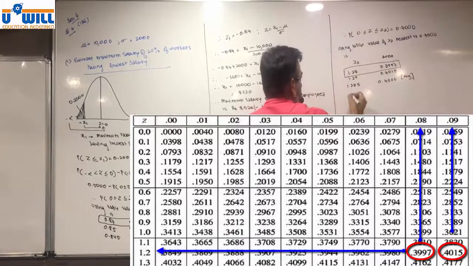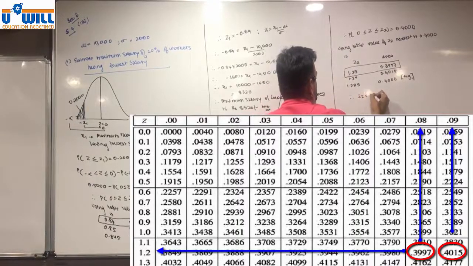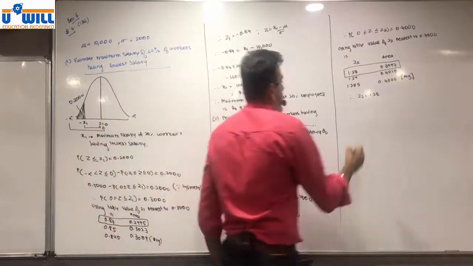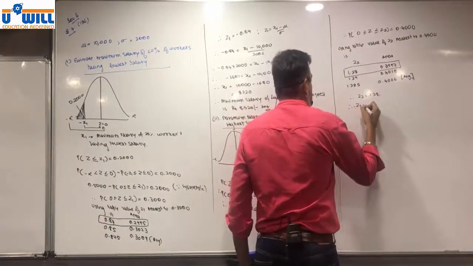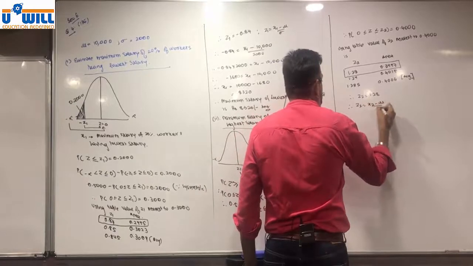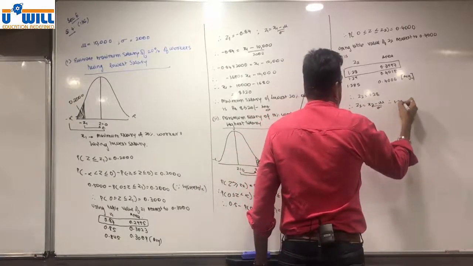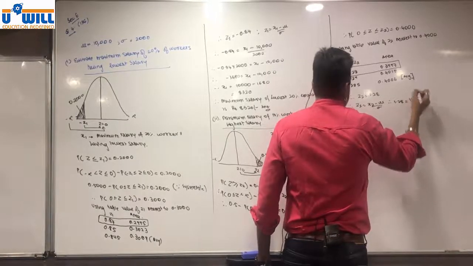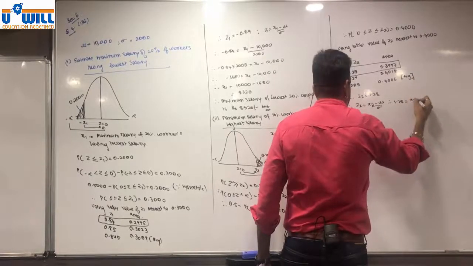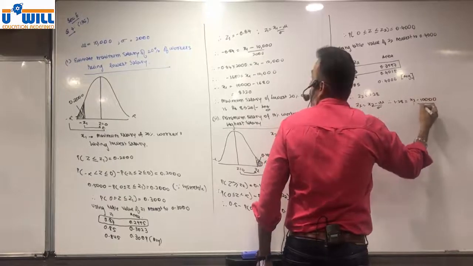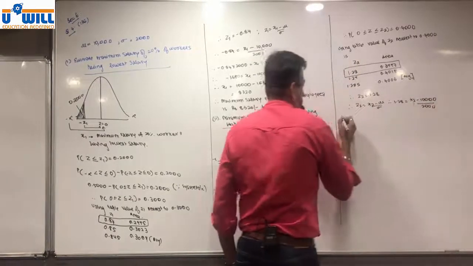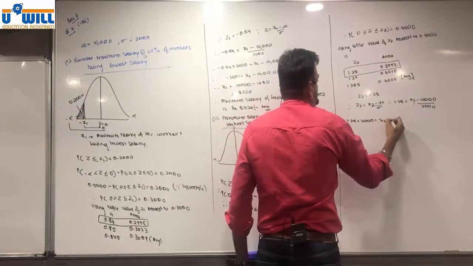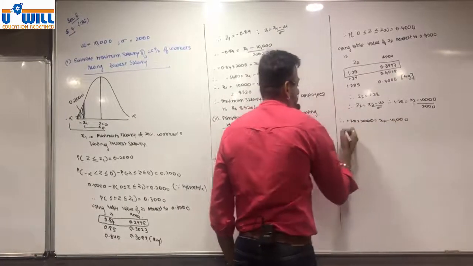1.28. Therefore, Z2 is equal to 1.28, positive because it's on the right hand side. Therefore, Z2 is equal to X2 minus mu upon sigma. Therefore, 1.28 is equal to X2 minus 10,000 upon sigma, which is 2,000. Therefore, 1.28 into 2,000 is equal to X2 minus 10,000.